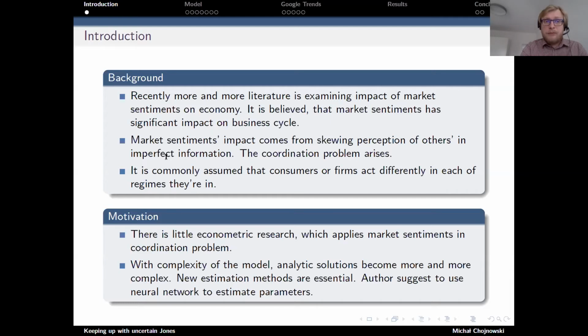So from the introduction that I've made, you can have the impression that there's a lot of theory, and that's true. There is quite a strong economic background from the theoretical models. However, there's little econometric research which will prove or use this method on real data in an applied manner.